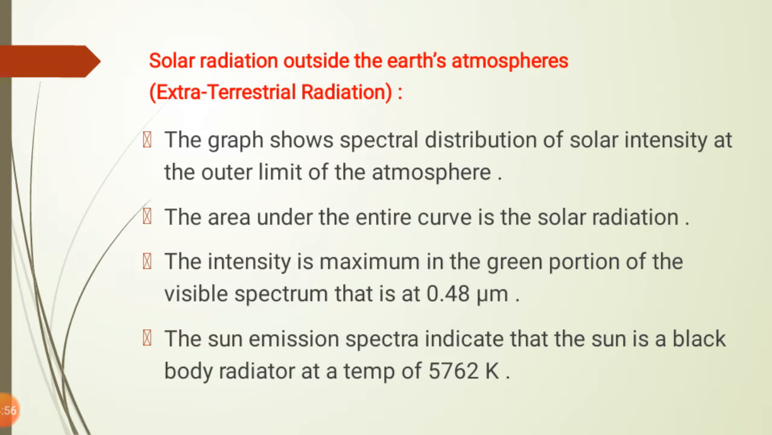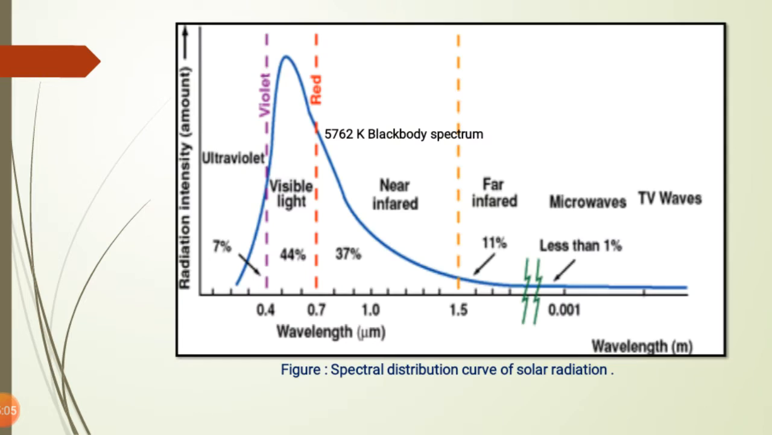So it acts as a black body and emits radiation at different wavelengths. In the graph, the region between 0.7 and 1.5 micrometer is a black body spectrum. That means the sun emits radiation at a temperature of about 5762 Kelvin in the near infrared region, and the sun emits nearly 37% of the radiation intensity, and in that range the sun acts as a black body.